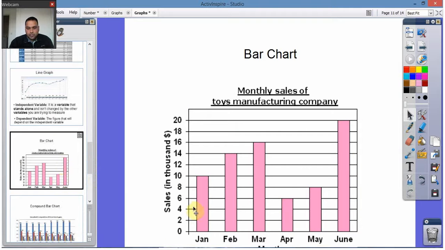Okay, bar chart. Bar chart is quite straightforward. People quite readily understand how a bar chart works. Again, there's an independent variable at the bottom. And there's dependent data that goes up the sides, and obviously the height of the bar tells you the value. So here we've got 10 for that one, 14 for that one, etc., etc.